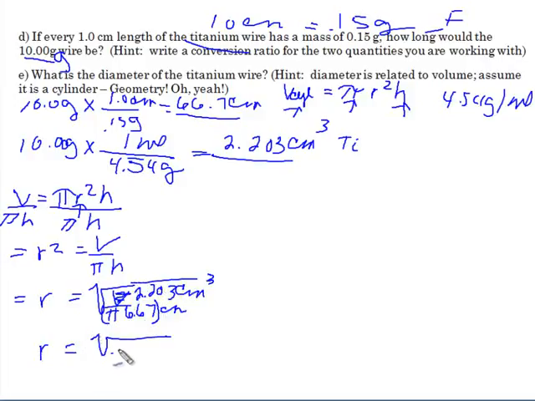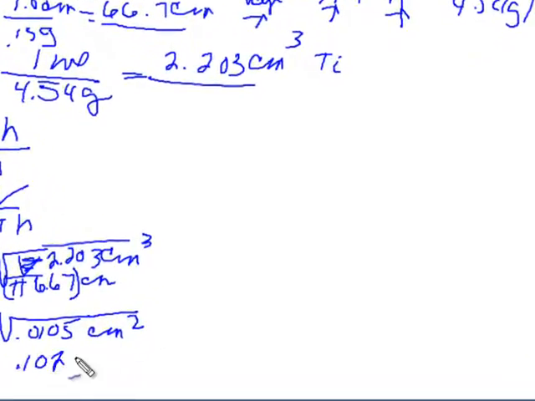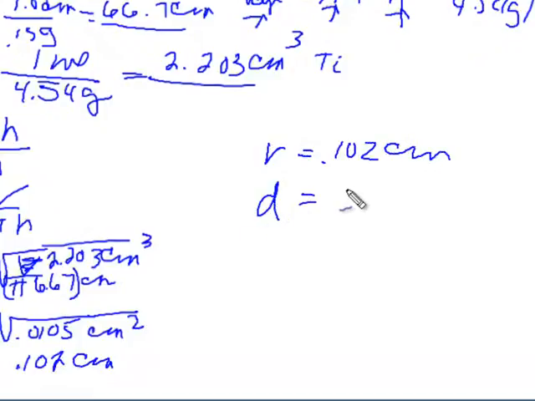If I figure out what 2.203 divided by pi times 6.67 is, I'm going to get the square root of 0.0105, and centimeters cubed over centimeters is going to be centimeters squared. If I take the square root of that, the square root of 0.0105 is 0.102, and the square root of centimeters squared is centimeters. Okay, so that's my radius. If my radius equals 0.102 centimeters, my diameter is my radius times 2, or 0.204 centimeters.